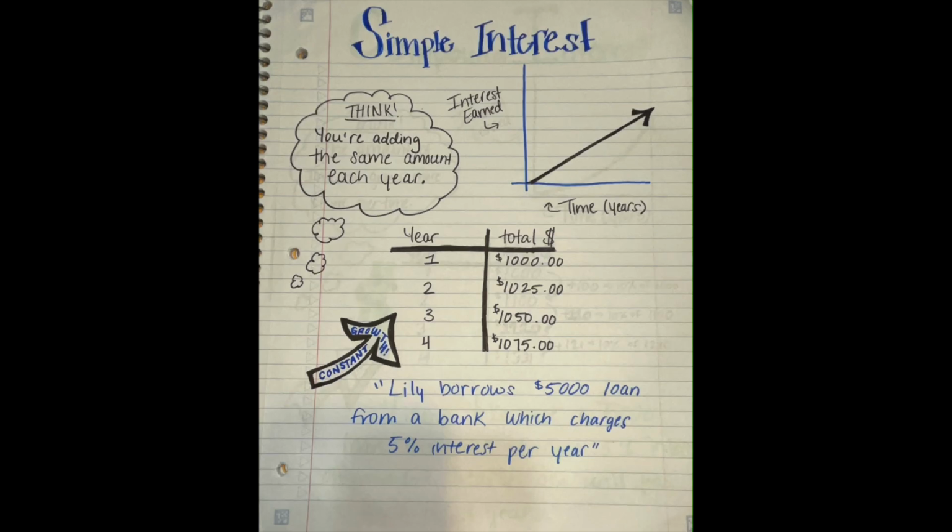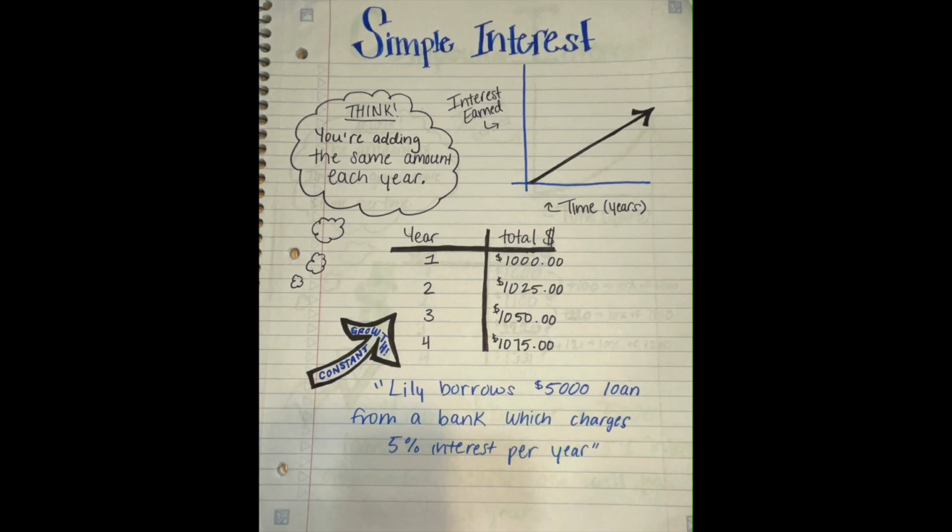Below I have a little T-chart which describes the year. So I have years 1, 2, 3, and 4. And then I have the total amounts increasing. So for year 1, I have $1,000. That would be P, the principal amount. And then every year, it's going up by $25. So for year 2, it's $1,025. For year 3, it's $1,050. For year 4, it's $1,075. So this is just meant to show that every year it's increasing at a steady rate.